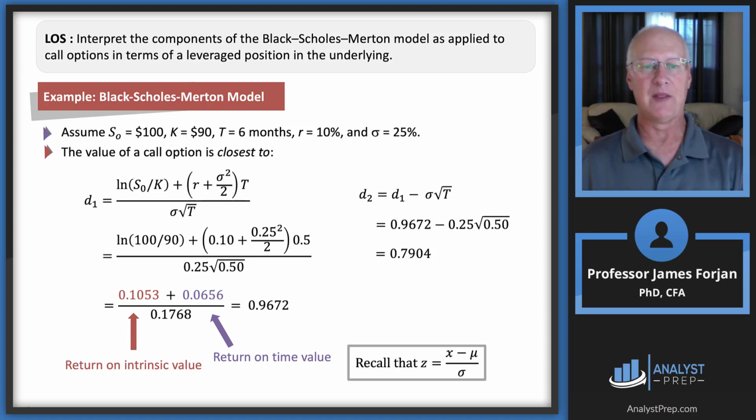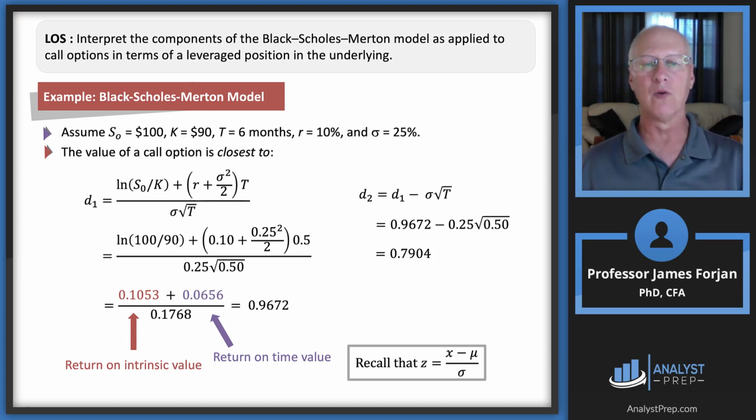And then we divide by the standard deviation, but we know that standard deviation moves through time at the square root, so we have to adjust it down there. So we get a D1 of 0.9672. And then the calculation of D2, that's super easy. That's just D1 minus the denominator of D1, and that gets you 0.7904.